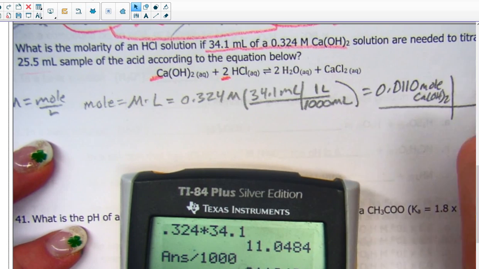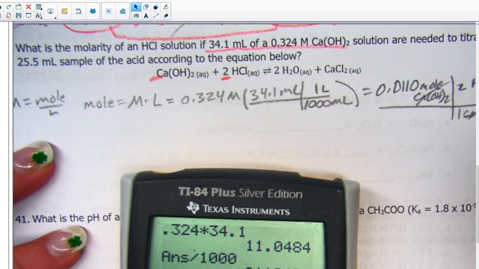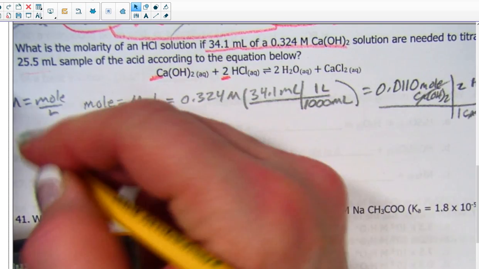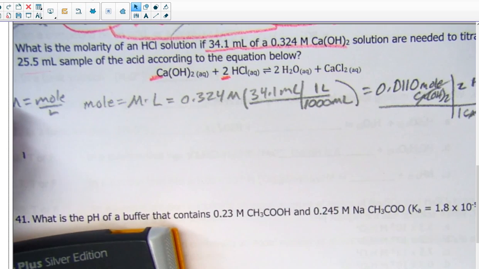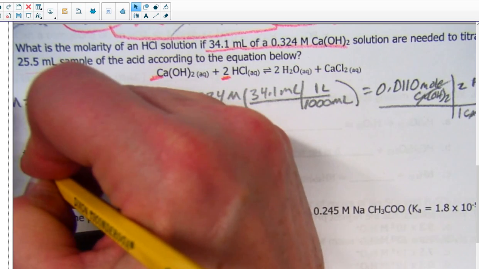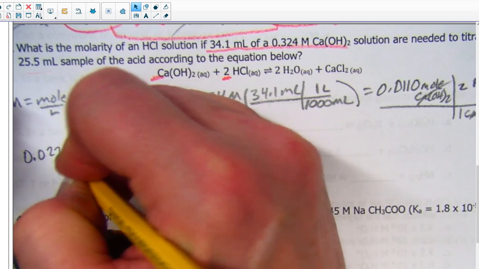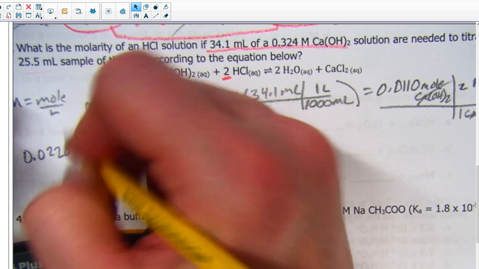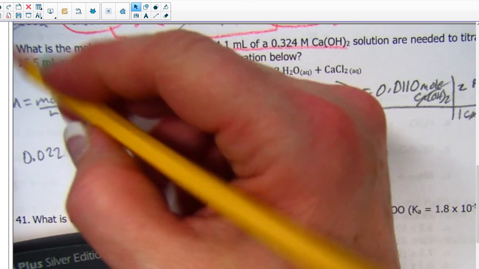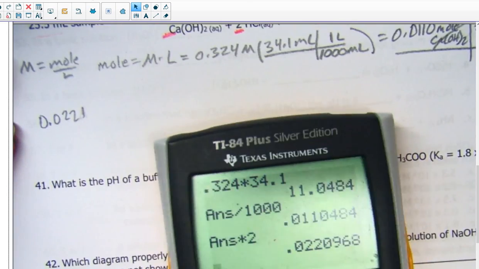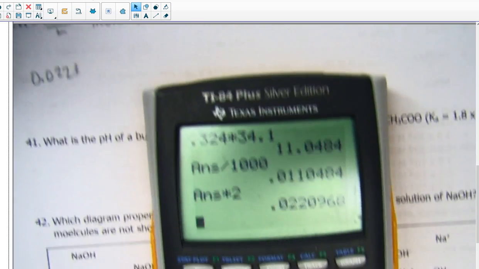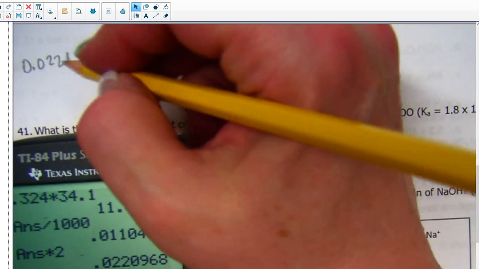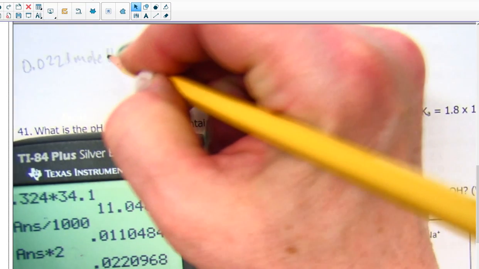And that's out of the CaOH2. Well, looking at the equation, for every 1 of the CaOH2, we need 2 of the HCl. So just a real quick step there will give us moles of HCl, so times 2. That's 0.0220 moles of HCl.